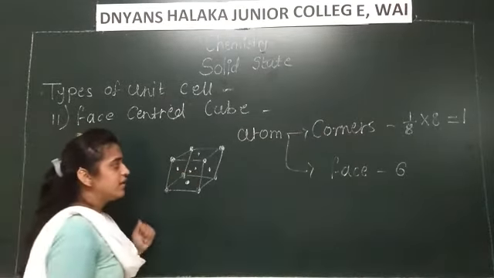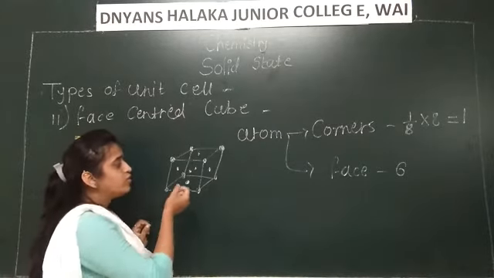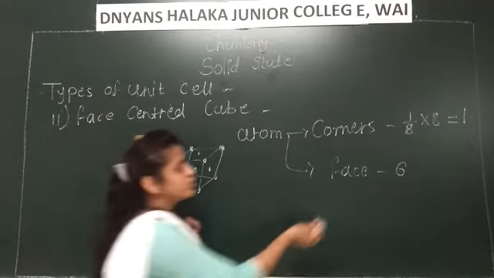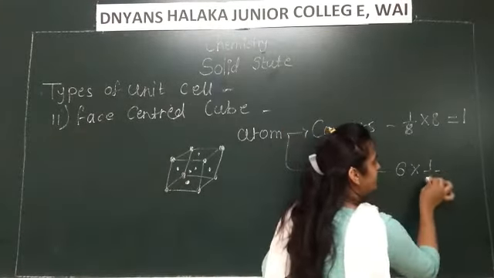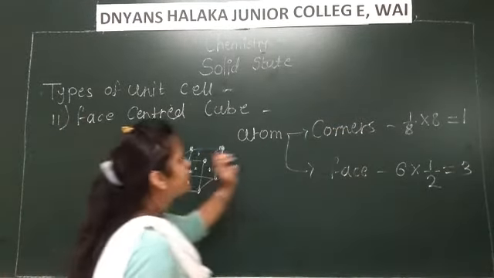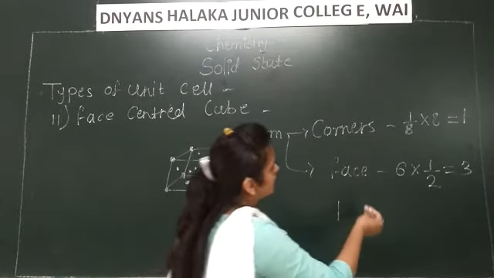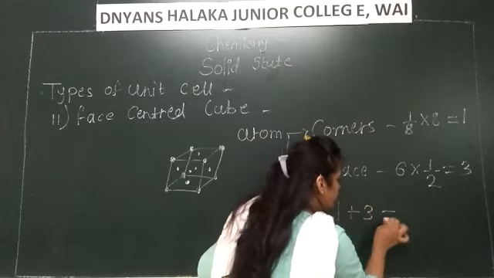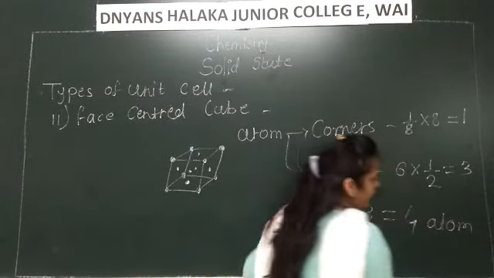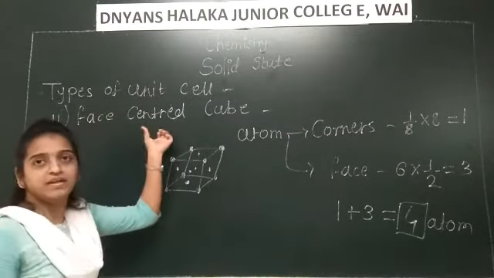This atom is considered as a ball. So the ball is situated in the cube. So half part of the ball is included in this cube. So 6 into 1/2 is equal to 3. So in the face centered cube, the corners give a total of 1 atom and the faces a total of 3 atoms. So 1 plus 3 is equal to 4 atoms or 4 particles participating in the face centered unit cell.